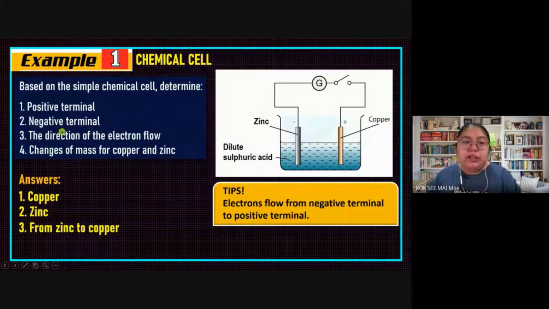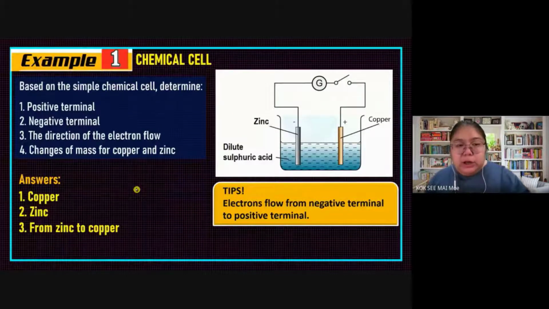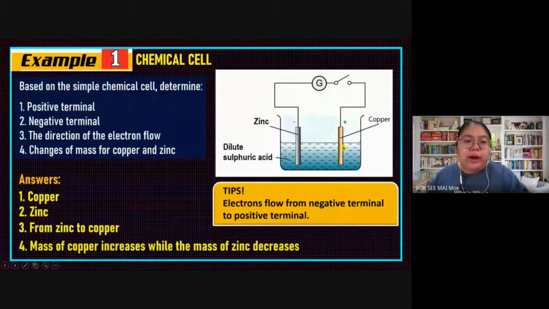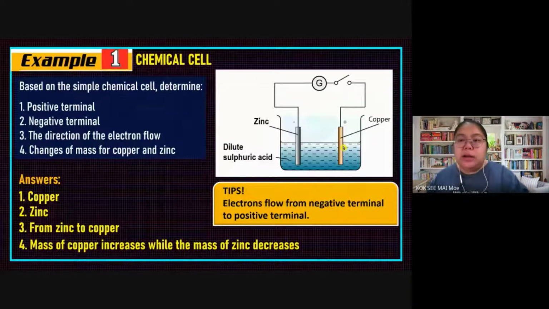Okay, then changes in mass. Which one becomes heavier? Which one has the higher mass, zinc or copper? Answer: copper. Copper has more mass because the zinc just now donated electrons, and the electrons dissipate to the copper, then the copper becomes thicker. So the final answer is the mass of the copper increases while the mass of the zinc decreases.